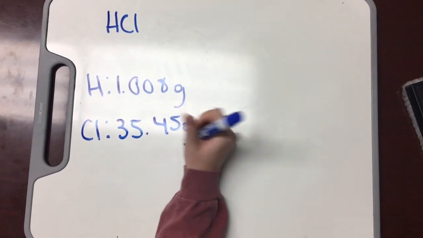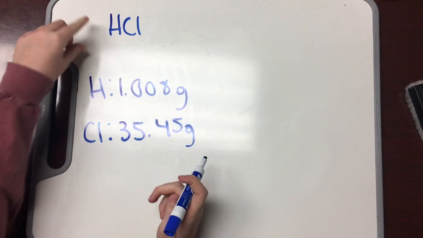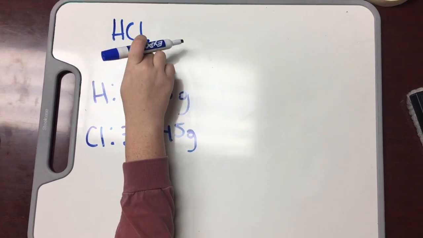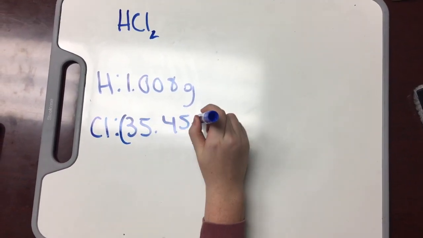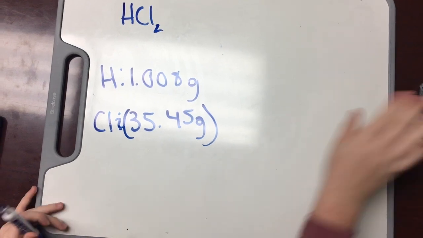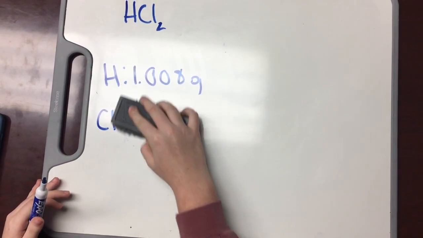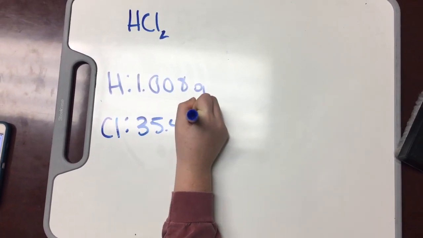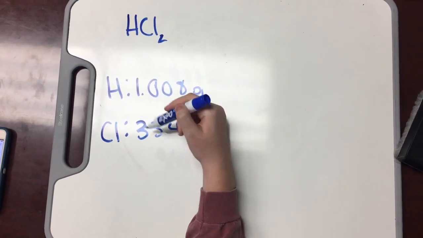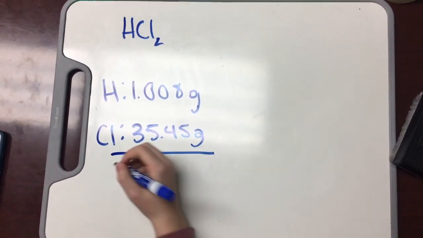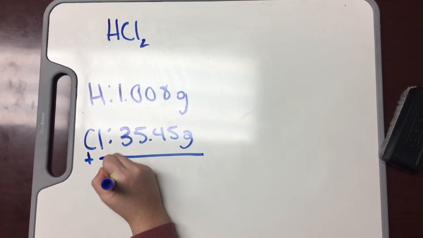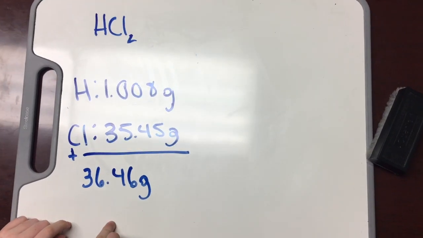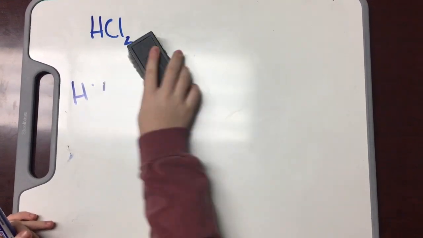35.45 grams. So, since it's a compound and they're together, normally there'll be a subscript, so maybe like a 2, and if there's a 2, you're gonna multiply it by 2, but for this problem, there's not, so you don't have to worry about it. So, 35.45 grams. So then you're going to take these two atomic masses and add them together, and you're going to get 36.46 grams. And this is a number that you're going to plug into your formula. So we're going to erase that.